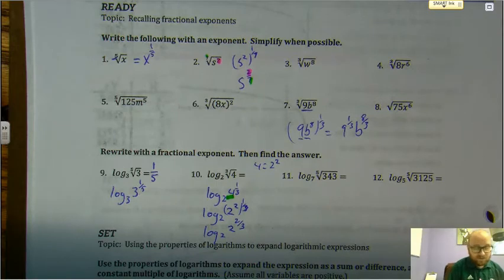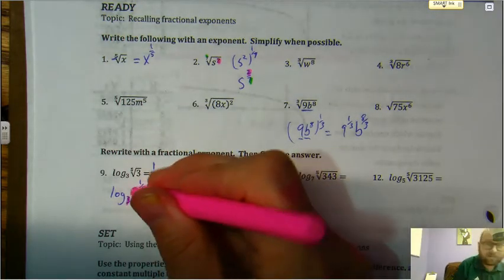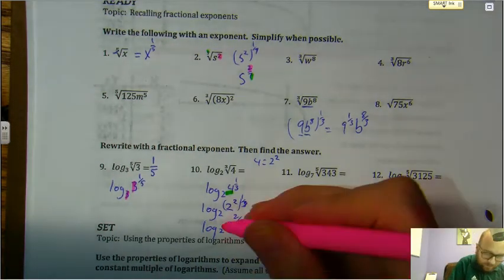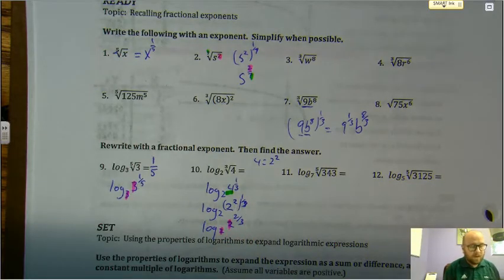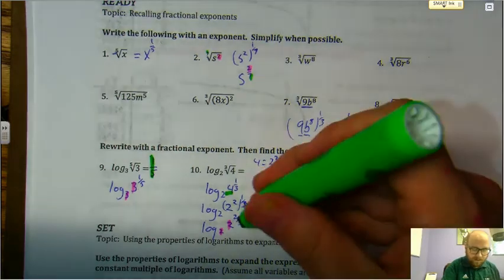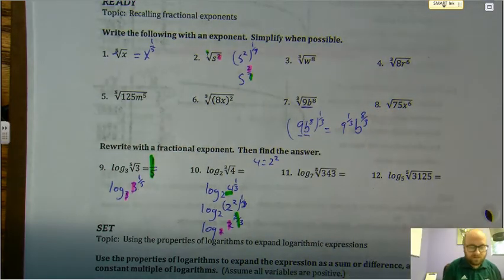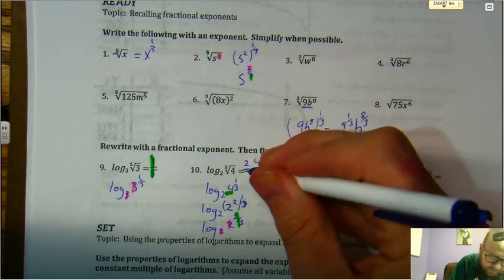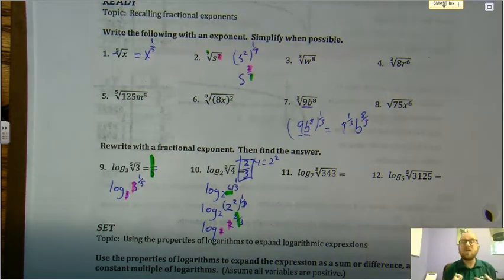And now it's just like number 9, where the base and what we're evaluating are the same. And we saw that that ended up being just whatever that exponent is. So that means when we evaluate this, it's just going to be 2/3. Boom, boom, boom. Okay? So keep that in mind as we move through those.